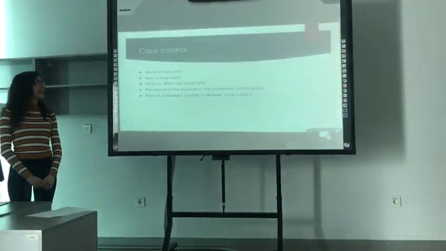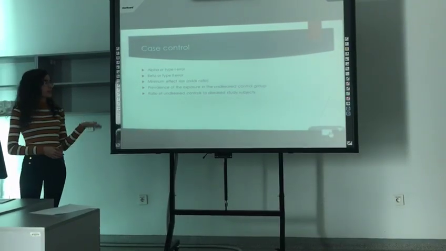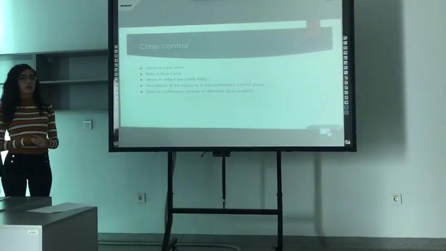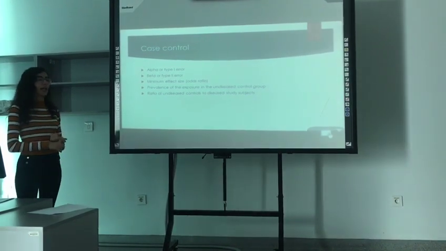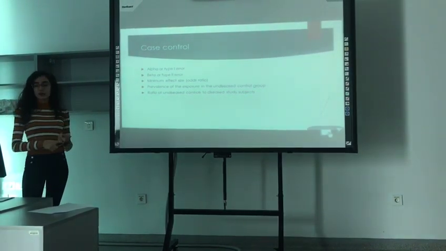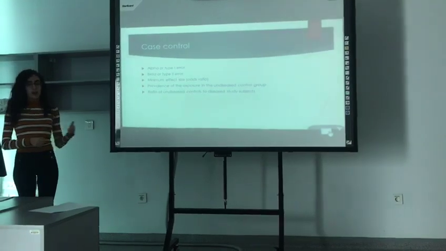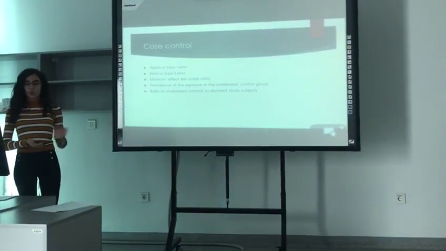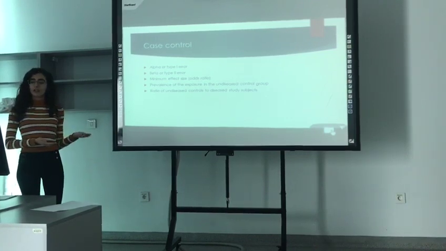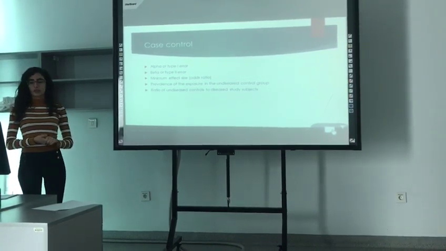The approach to calculating the sample size for a case-control study is going to be similar to that in a cohort study. Again, 5 variables need to be identified: the alpha or the type 1 error, beta or type 2 error, the minimum effect size, the odds ratio in this case, the prevalence of the exposure in the undiseased control group, and the ratio of the undiseased controls to diseased study subjects.